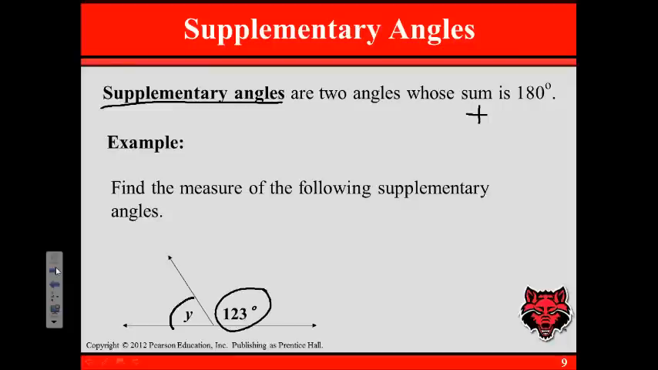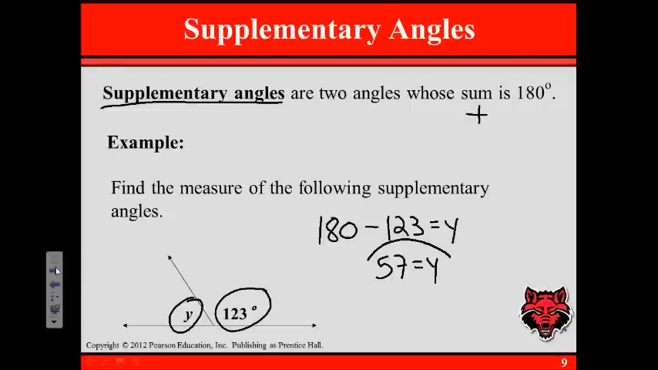The other angle we don't know, but in a similar process that we saw in the last problem, we can take the full 180 degrees, subtract the known angle, and that will give us the unknown angle. So now we simply subtract 123 from 180, and we determine that the unknown angle measures 57 degrees.